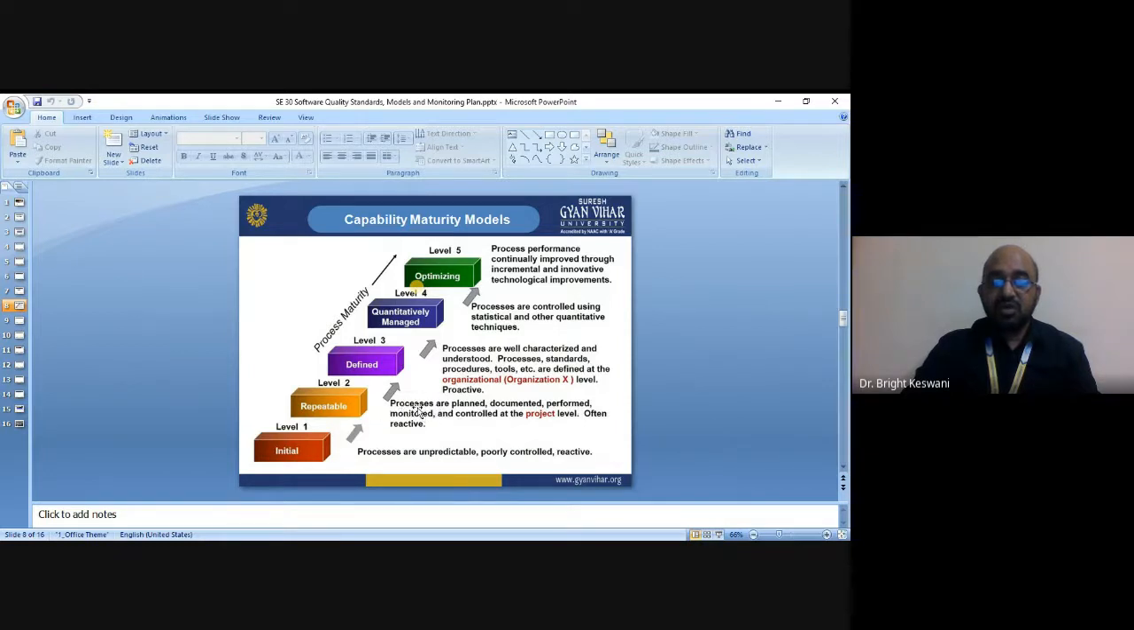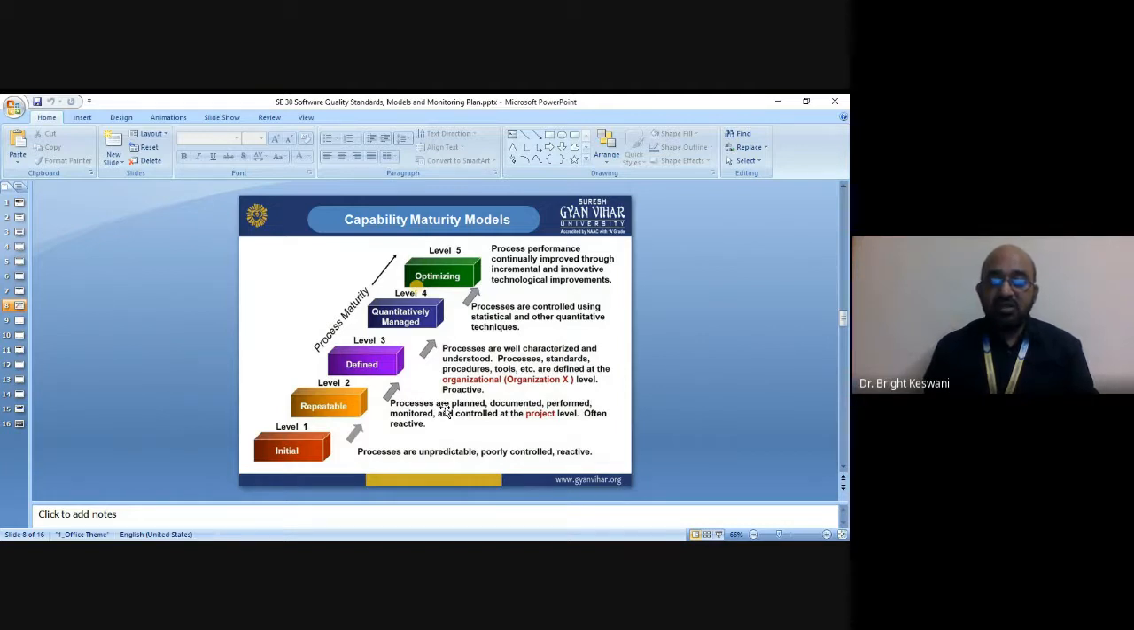When we talk about the repeatable level, other characteristics are that software project standards are defined and followed. Project commitments are realistic and based on past experience with similar projects, cost and schedule are tracked, and problems are resolved when they arise. So this is the second level, that is the repeatable level.